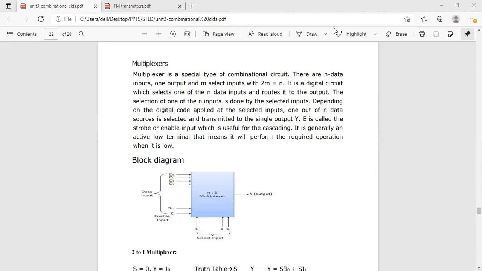In encoders, we have the priority encoder concept. It is called a priority encoder when more than one input is enabled at a time, so depending on the priority, it will give the output. That is nothing but a priority encoder. The 4-input priority encoder we discussed in the last class.